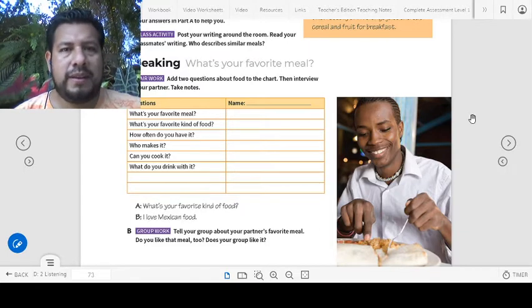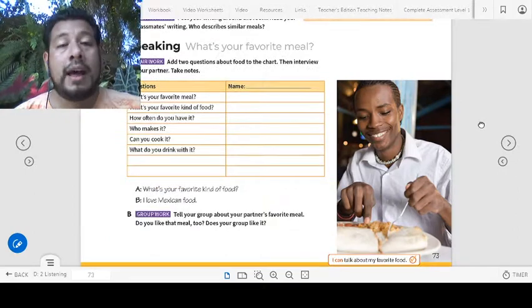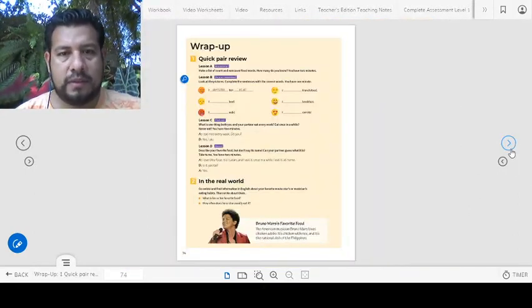How often do you have it? ¿Qué tan seguido la comes? Who makes it? ¿Quién la prepara? Can you cook it? ¿Tú lo puedes cocinar? What do you drink with it? ¿Con qué bebida lo acompañas? Okay? Again, try to answer the questions. This is for you. Es para ustedes esto, ¿sale?